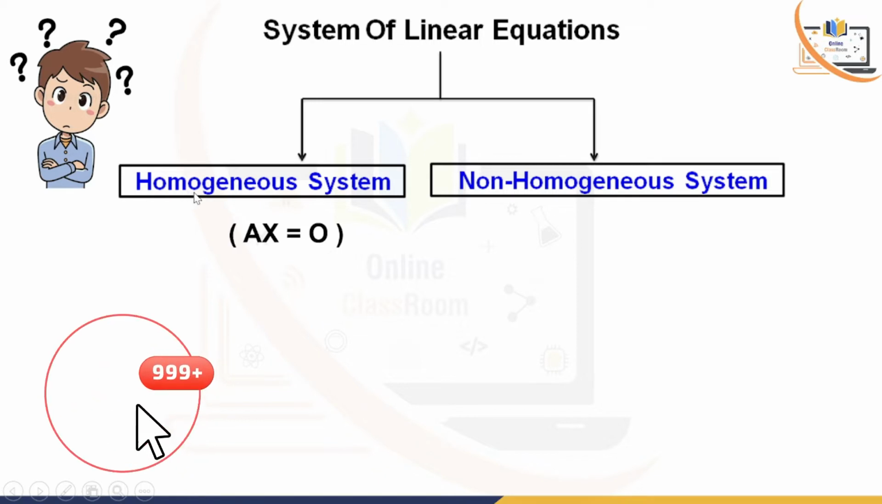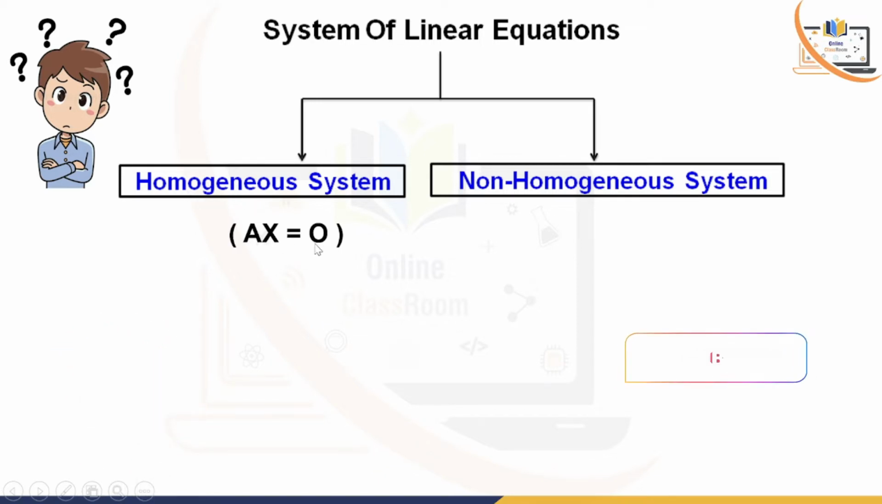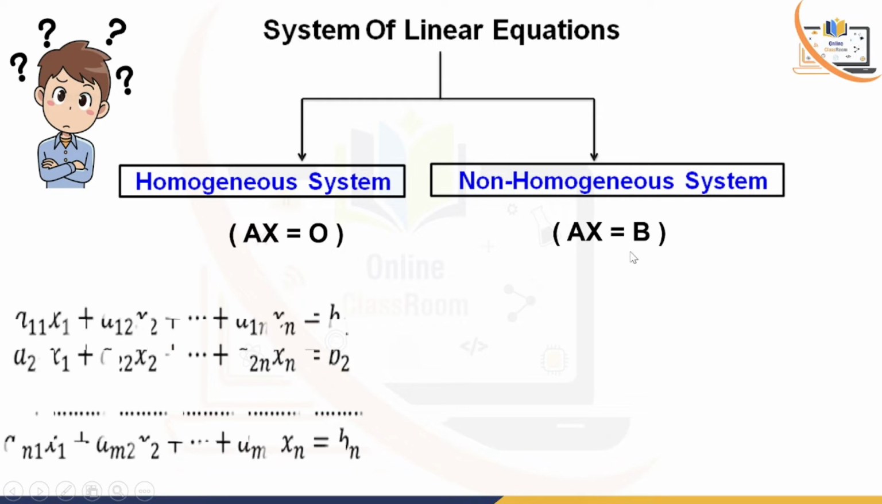Now, if I focus on the matrix portion, Ax equal to 0, this particular portion is called the homogeneous system. Okay. Basically, A is called the coefficient matrix, x is the corresponding variable matrix, 0 that is the null matrix. Now, what is non-homogeneous? If I consider Ax equal to B, this particular form, then it is called non-homogeneous equations.